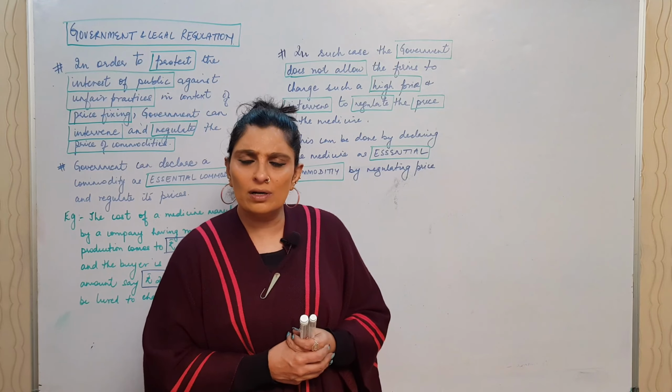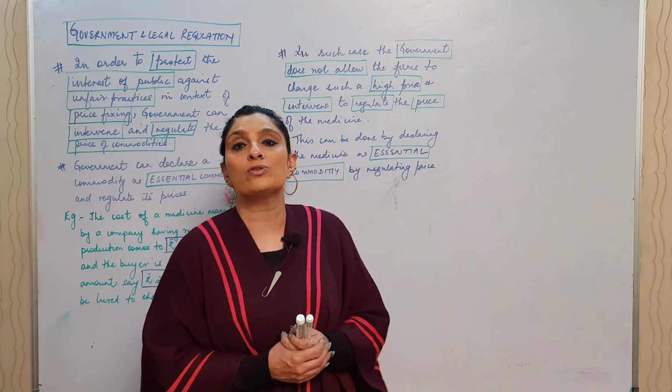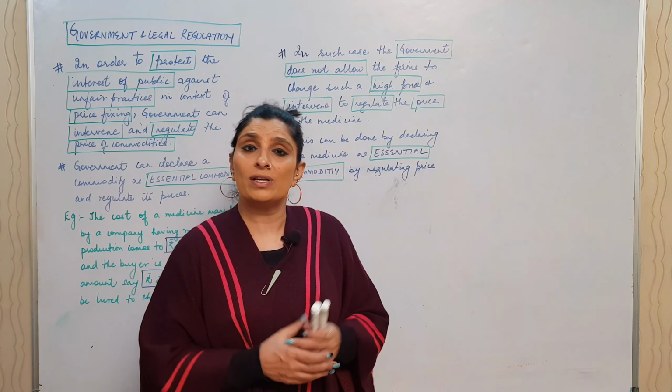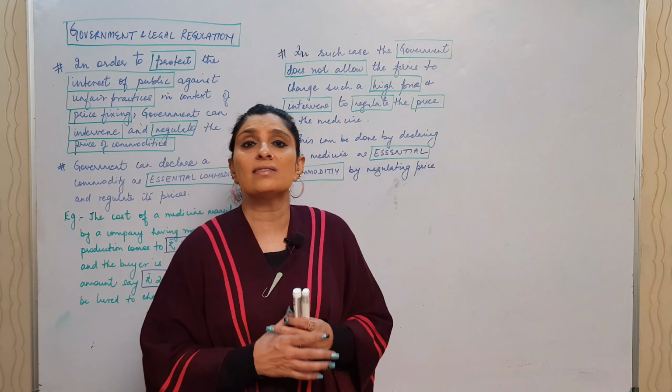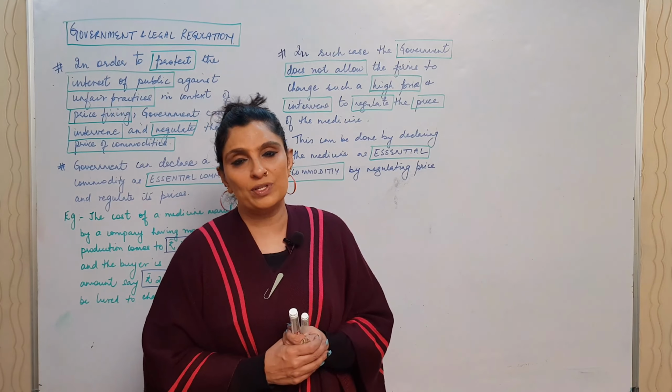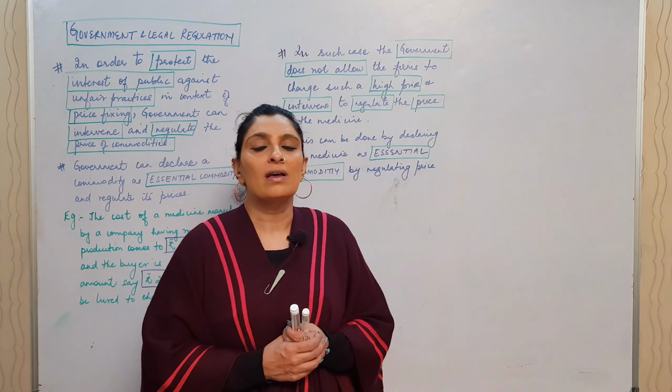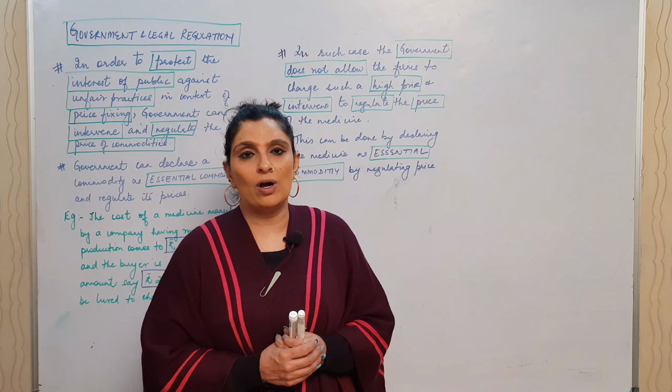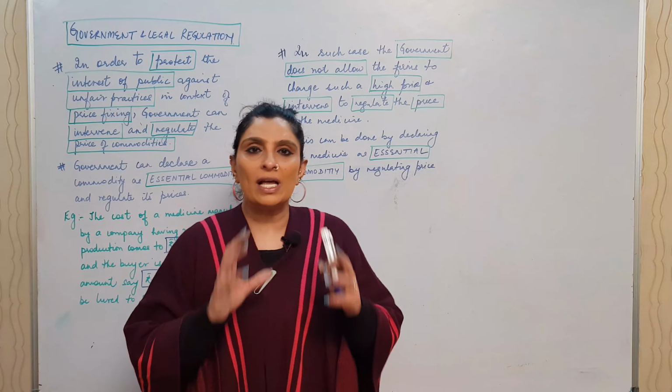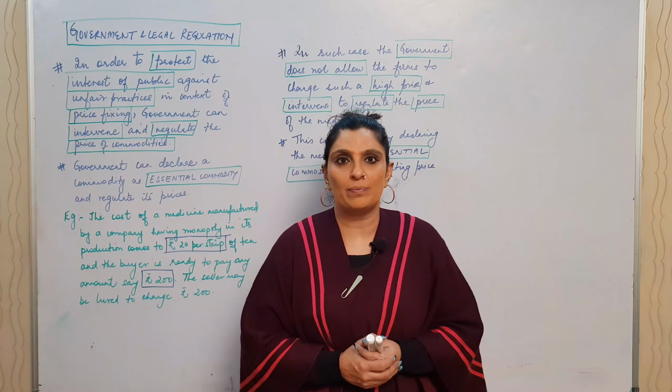You have your foodstuff like sugar, that also comes under essential commodities, and it has been regulated by the government. So there are many things. I told you 7 headings are there under which the government has regulated the price under essential commodities. So that's about price and the factors affecting price.